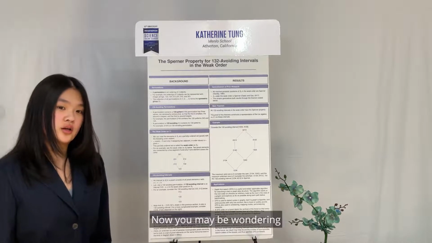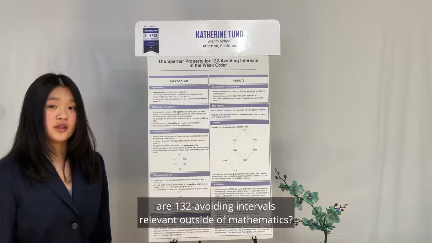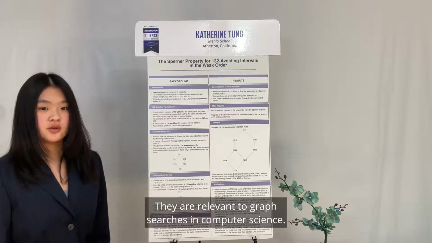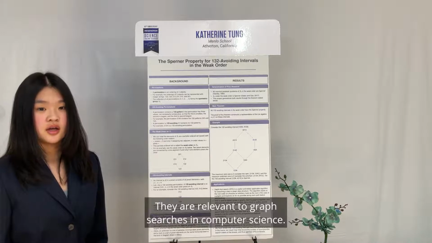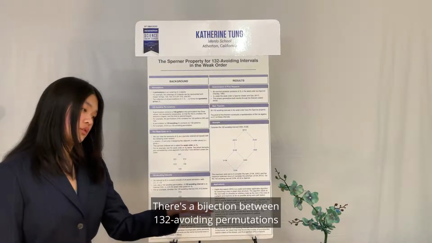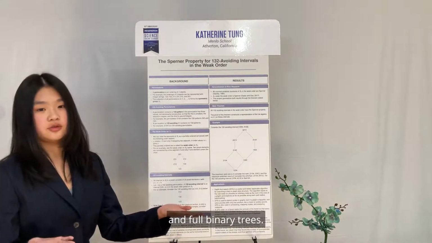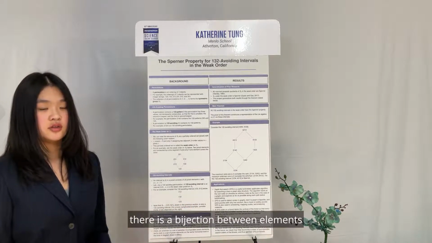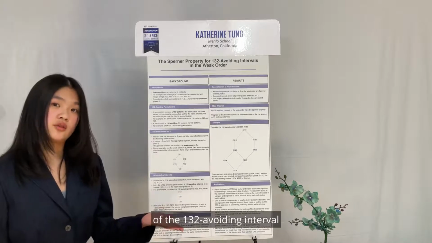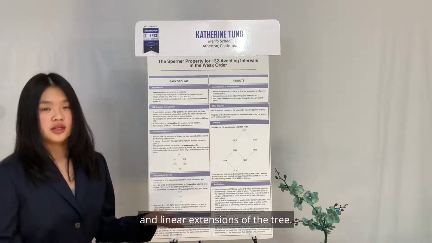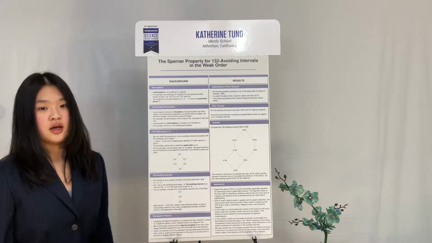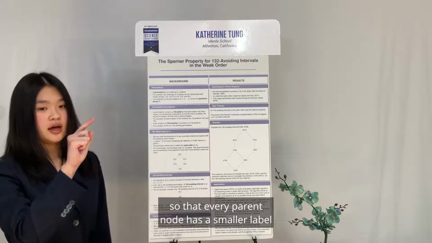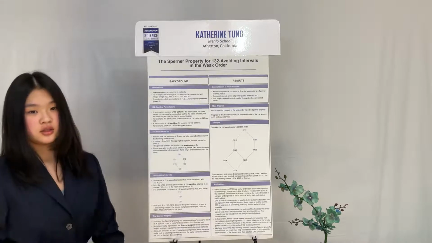Now you may be wondering, are 132 avoiding intervals relevant outside of mathematics? They are relevant to graph searches in computer science. There is a bijection between 132 avoiding permutations and full binary trees. Also, for a given 132 avoiding permutation, there is a bijection between elements of the 132 avoiding interval and linear extensions of the tree. A linear extension is the labeling of the nodes so that every parent node has a smaller label than its children.